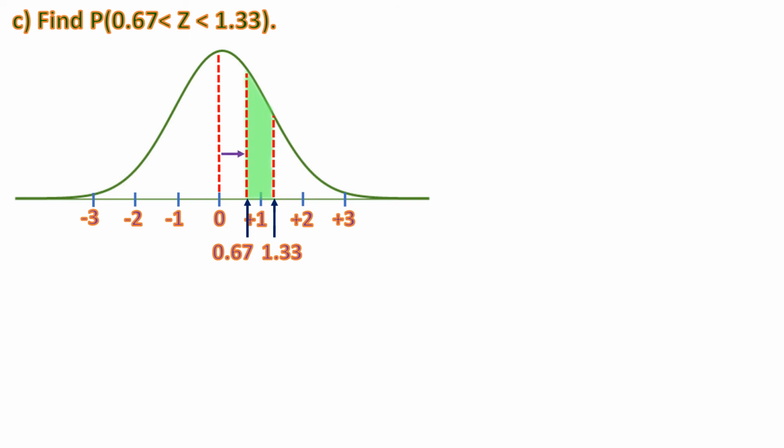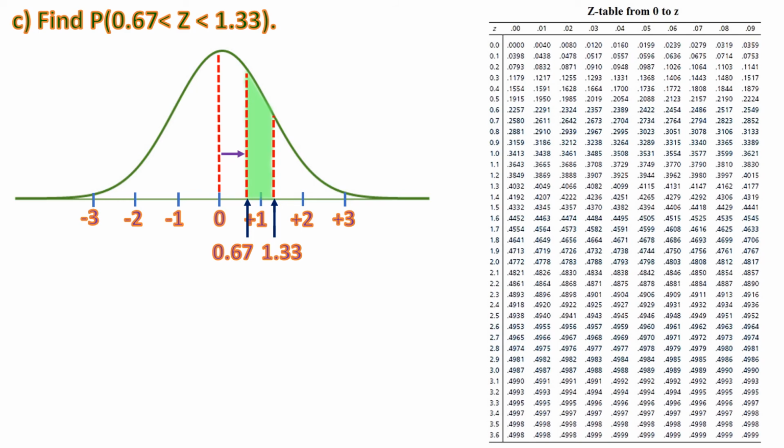So first, we're going to find this unshaded part. That is 0.67, so 0.6 and 0.007, so that will be an area of 0.2486. That is the unshaded part.